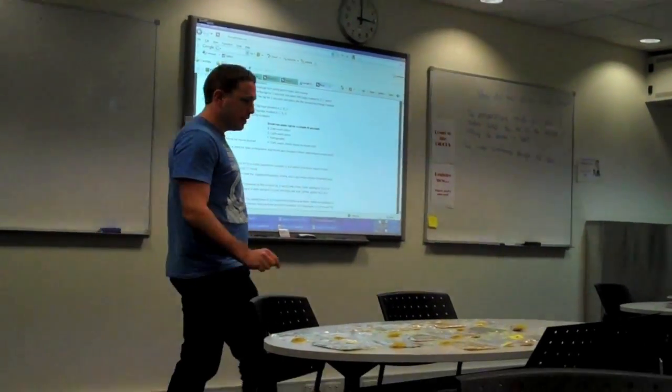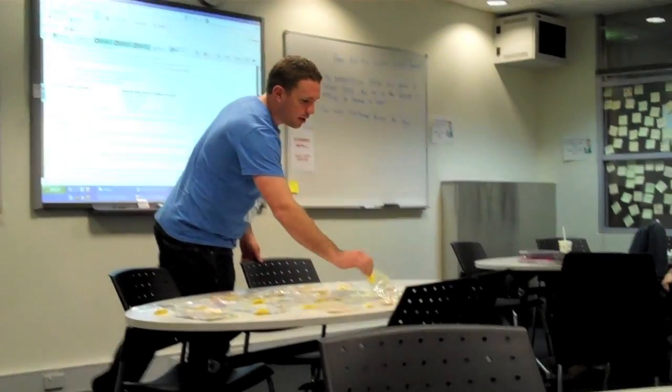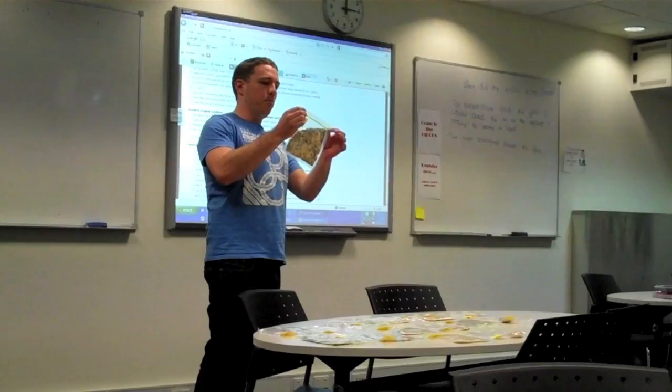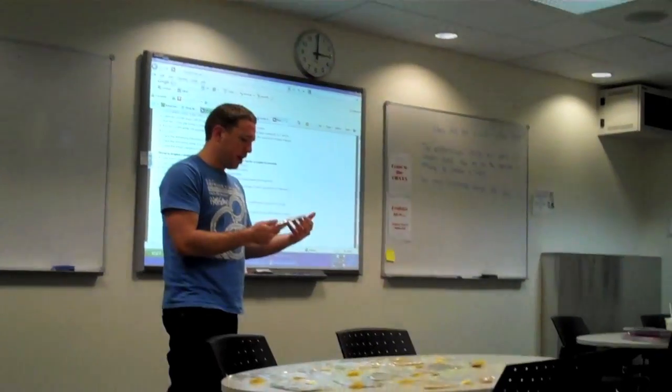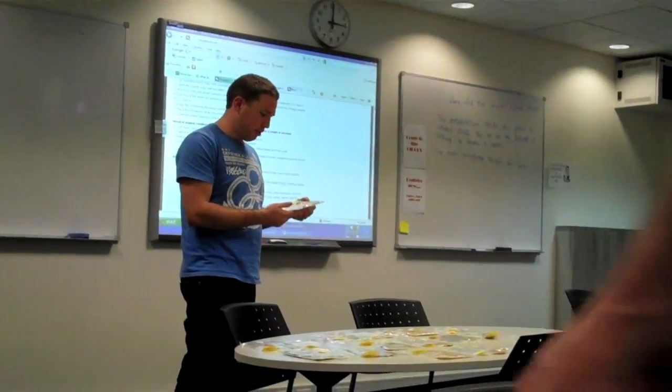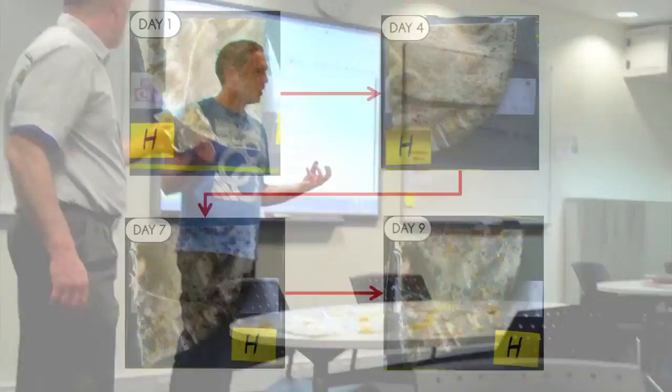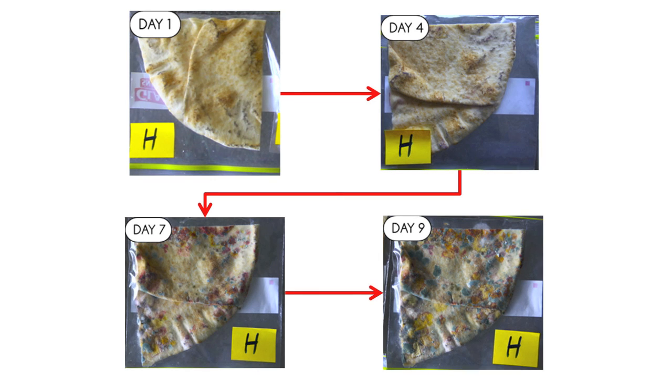the H sample, which was the one that had been run underneath water, was the first one to grow. And it grew quite differently to all the others. It almost looked like a pizza when it started to grow. I'll show you the pictures.